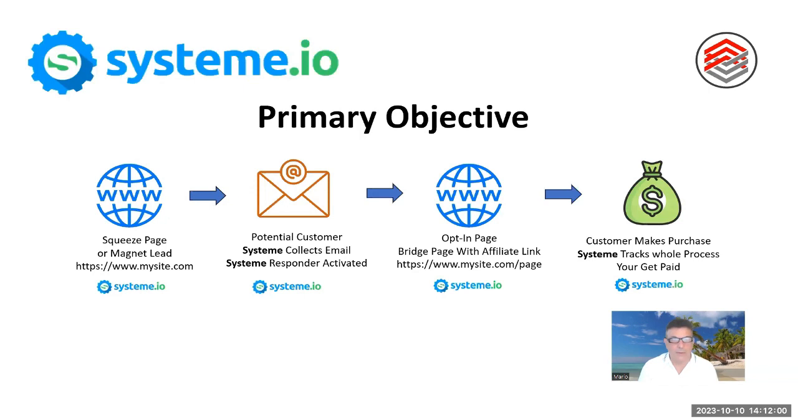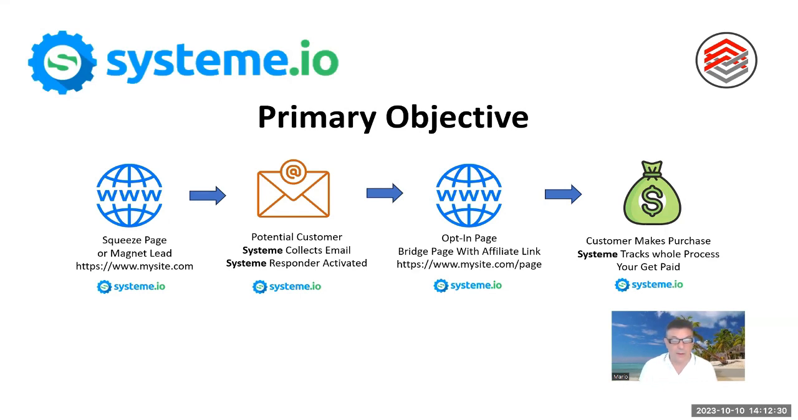To understand how we apply the 7 steps to create an affiliate funnel, we should look at this diagram here that I've created, which I've called the primary objective. So the way it works is we have a squeeze page or magnet lead page, which has an offer, a free offer maybe, or a discount for the affiliate product. This entices the customer to want that.